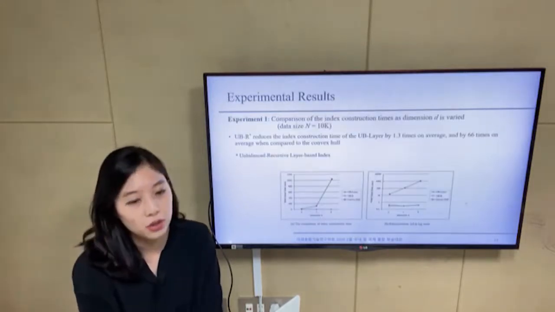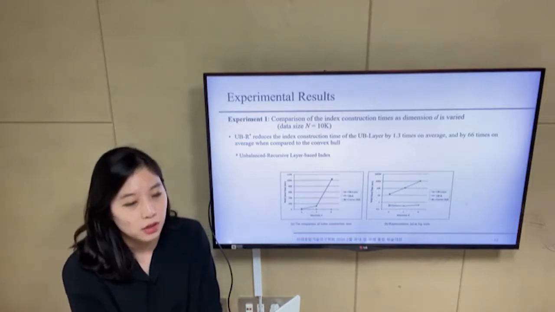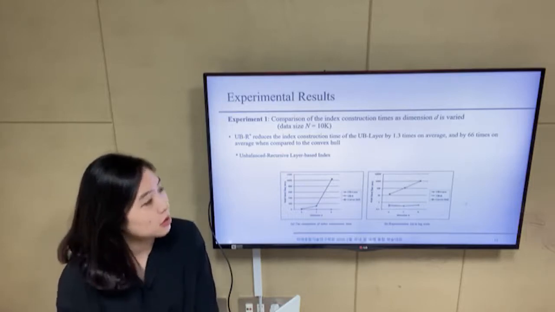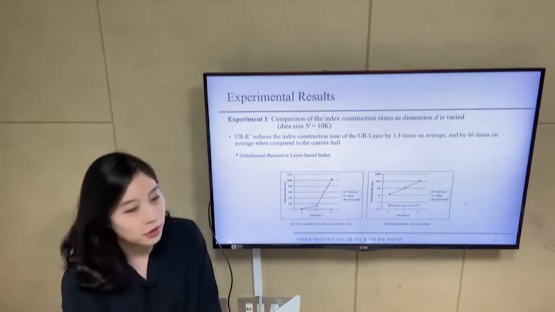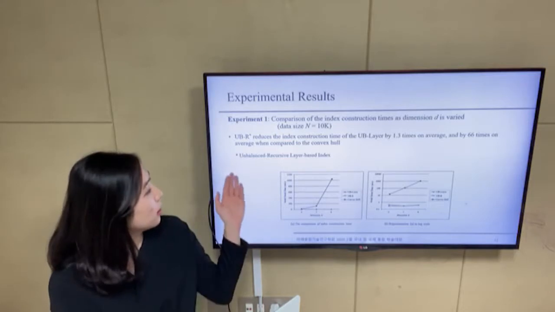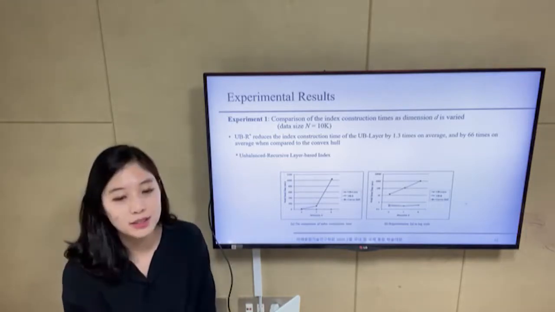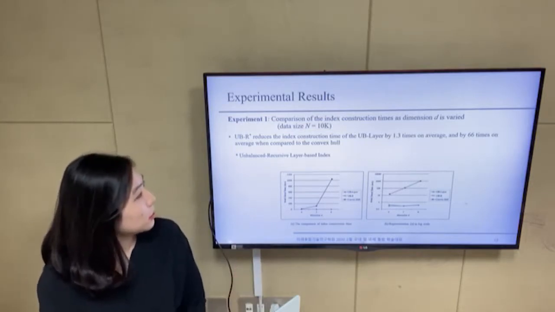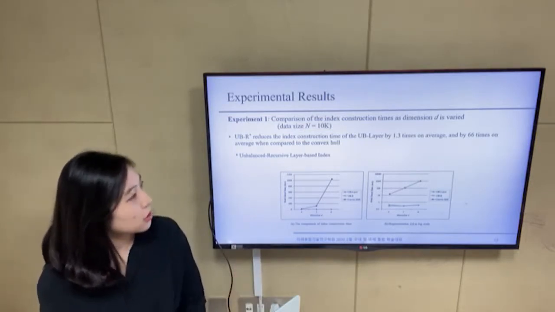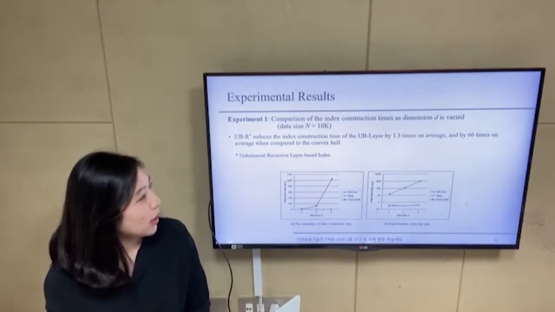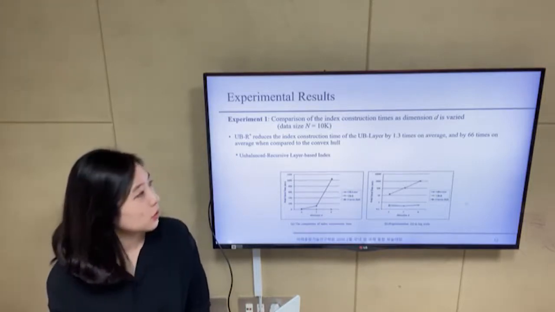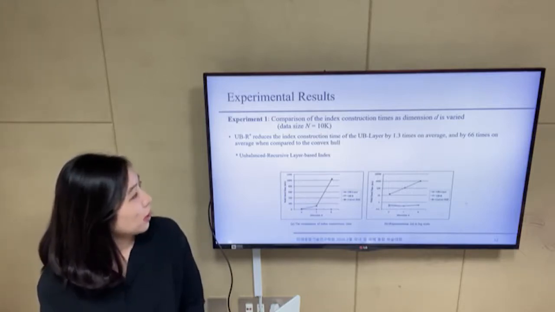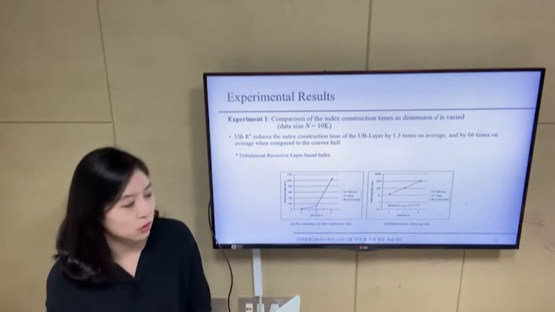Next, I'll show the experimental results. First, we compare the index construction time as dimension D is varied. For your convenience, I will call the balanced recursive layer-based index simply UBR. UBR reduces the index construction time of UB layer by 1.3 times on average and by 66 times on average when compared to the convex hull.